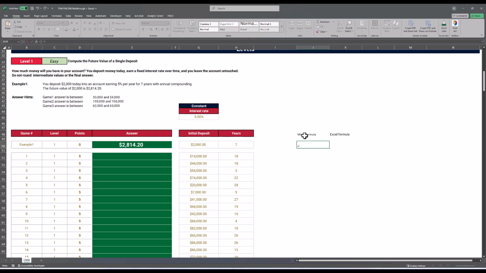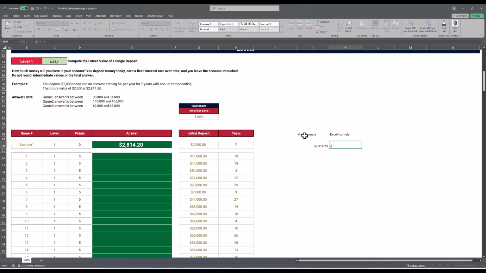So for the math formula, since we're calculating a future value, we need to take the initial deposit, or the present value, and we need to multiply it by 1 plus the discount rate. I'm going to anchor my discount rate so I can copy later, and I'm going to raise that to the power reflecting the number of years that I'm going into the future. So there's my answer. I can see that that does match in the answer column for this level.